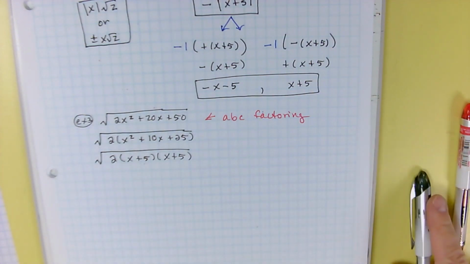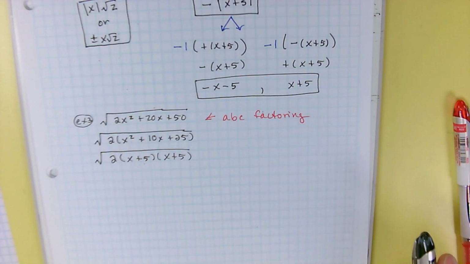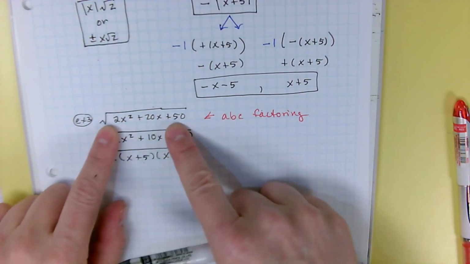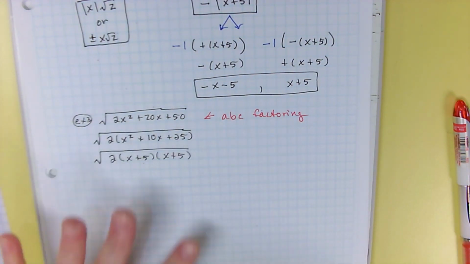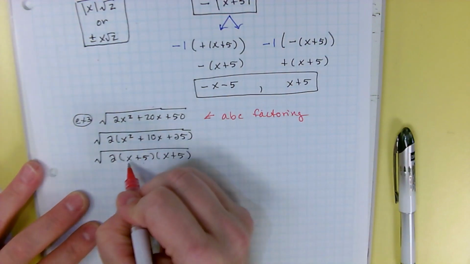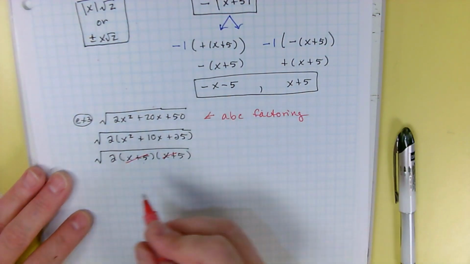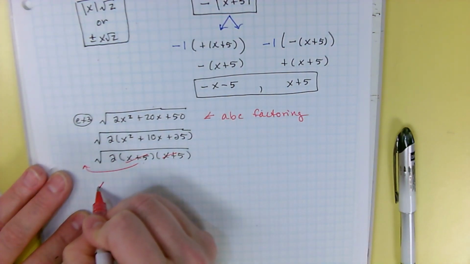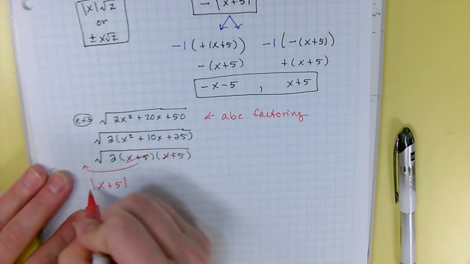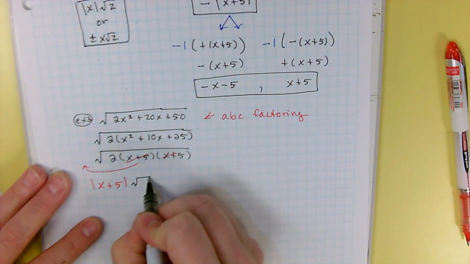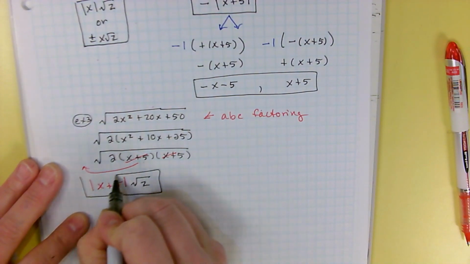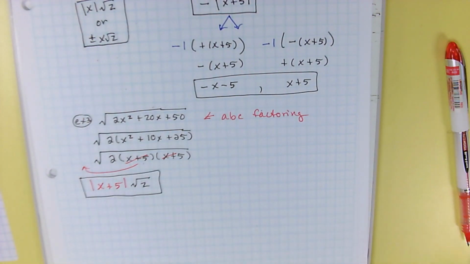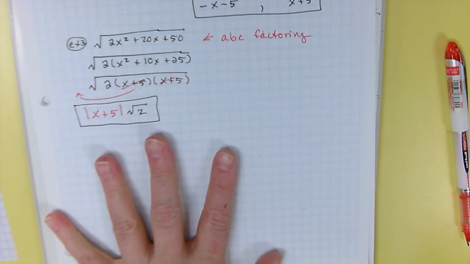So you do have to get it into factored form. If it's not factored, you can't simplify it, and that trinomial just stays there. It doesn't change. So if it doesn't factor, you're done. That's it. It's good. But this does factor. So the x plus 5, one comes out to the front. I'm going to use absolute value bars, and then I'm left with square root 2, and that would be my answer. You can see how absolute value bars can be really handy. A lot less work.